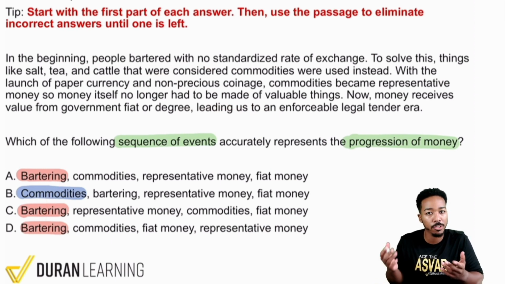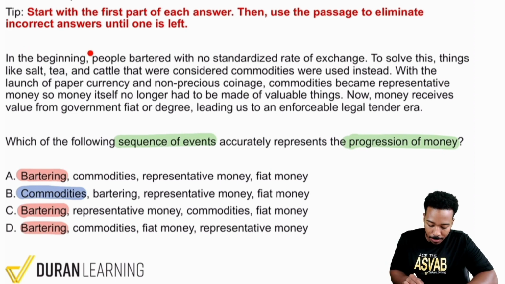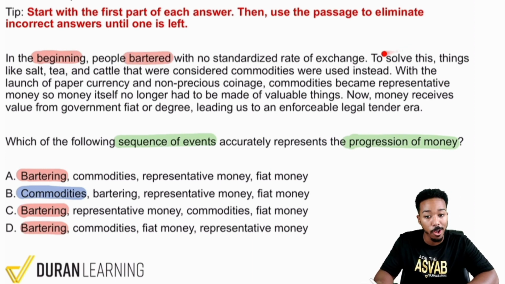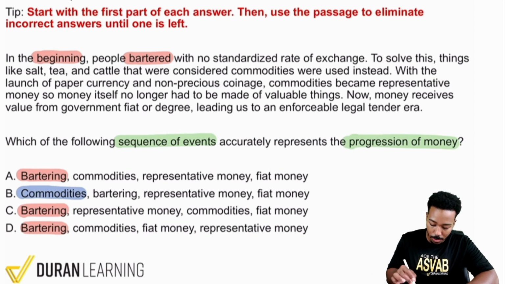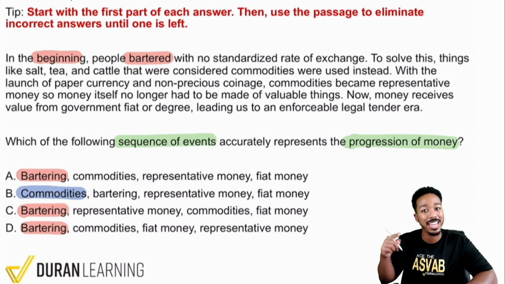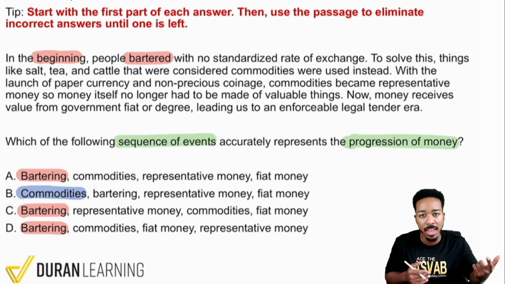Let's just go ahead and start with bartering versus commodities. In the beginning, people bartered with no standardized rate of exchange. To solve this, things like salt, tea, and cattle that were considered commodities were used instead. So let's highlight that in red: beginning, bartered. Then, as a solution to bartering, commodities were used instead. So first, bartering, then commodities.